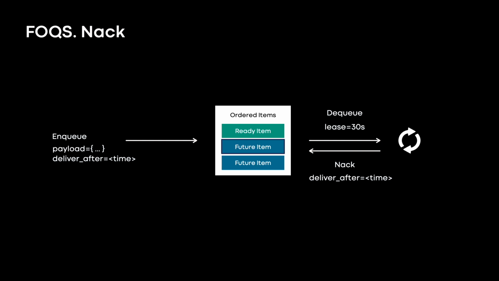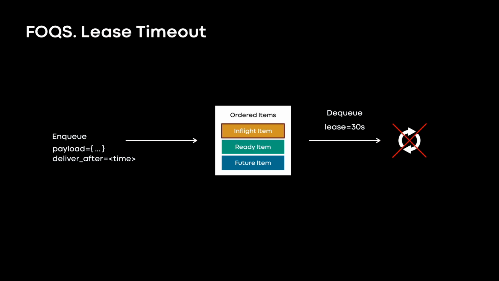the item available again. The same also happens if the customer is not able to respond with any ACK or NAC within the lease expiration time and the lease expires, then the item becomes automatically available again because Fox infers it as a lease expiration.